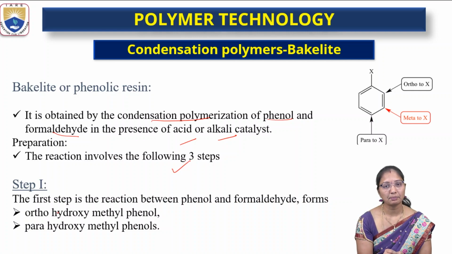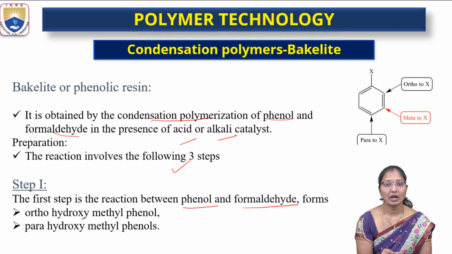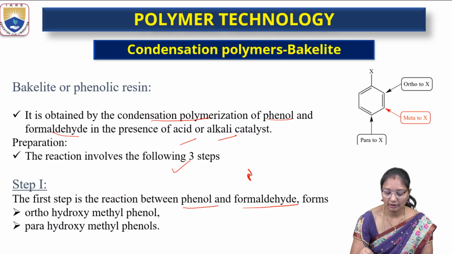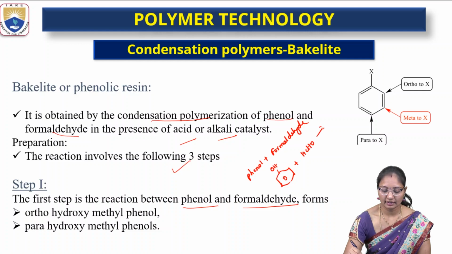The first step is the reaction between phenol and formaldehyde, which results in the formation of ortho-hydroxymethylphenols or para-hydroxymethylphenols. So the first step is phenol plus formaldehyde. Phenol is a benzene molecule with one hydroxyl group, and HCHO is formaldehyde. This results in the formation of ortho.